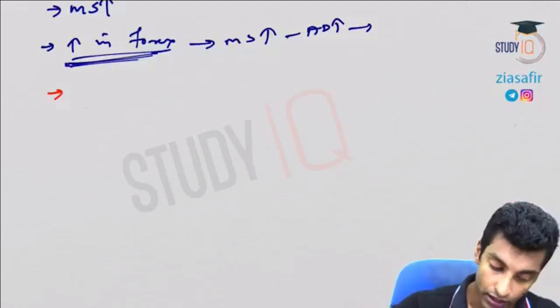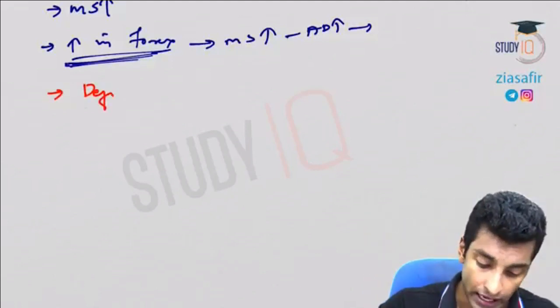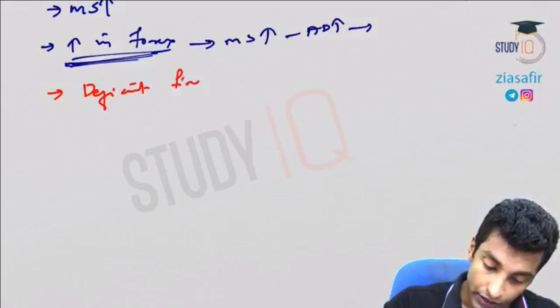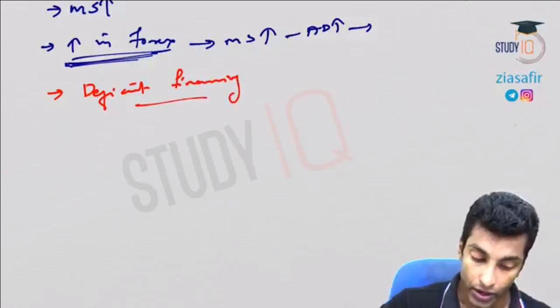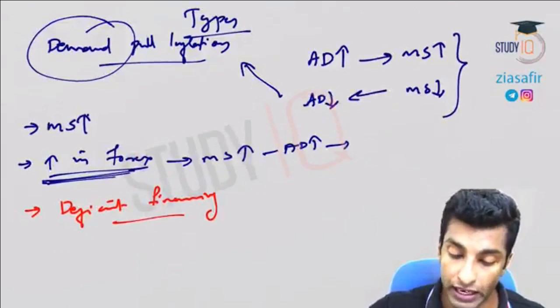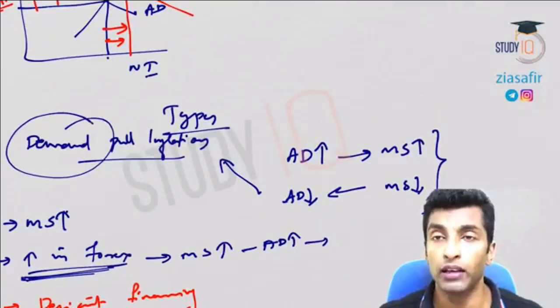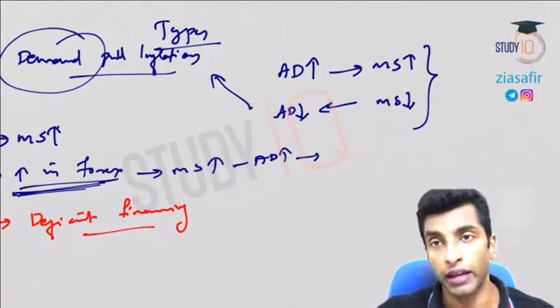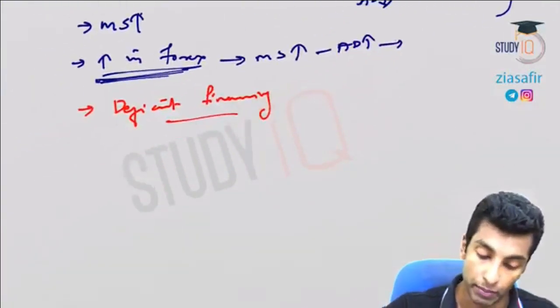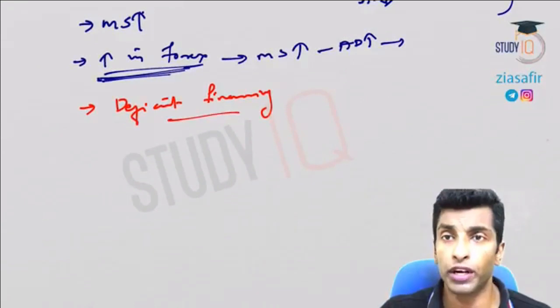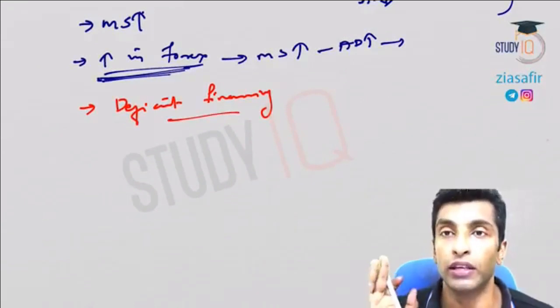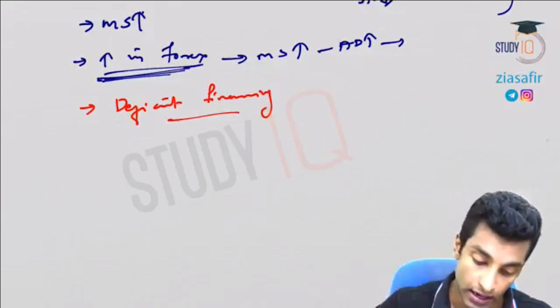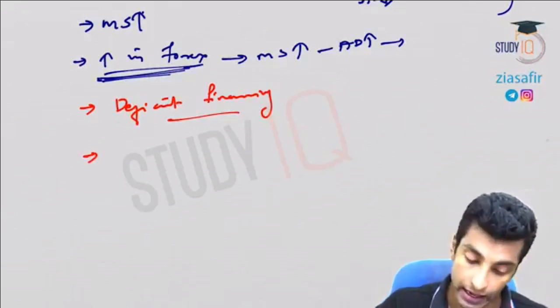For example, I give you another reason, deficit financing. Already I've told you this point. Deficit financing means what? You are printing more money, you are printing currency. That means more money supply will be there. That leads to an increase in demand. That leads to demand pull inflation. So for deficit financing, what do you need to check? Whether it is a reason for demand pull inflation or not. Whether it increased money supply or not. Yes, it increased money supply. So it is a reason. Next, reduction in direct taxes.